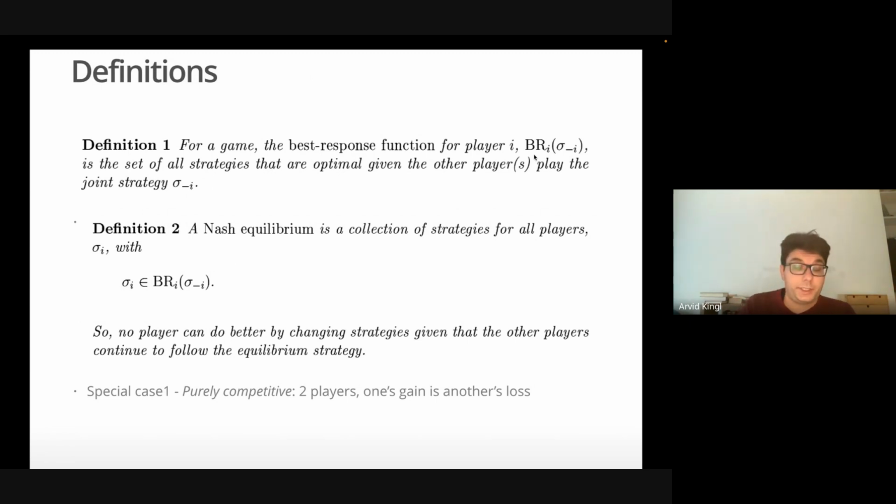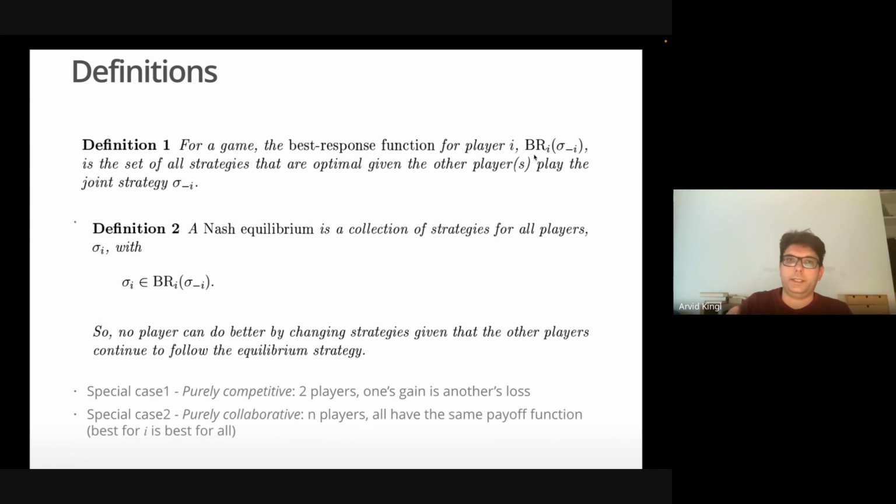There are some special cases which are quite important. One is the purely competitive play. We already talked about it when you have two players and one's earnings are another one's loss. In that particular case, there is always a natural equilibrium. Another case is quite interesting, the purely collaborative case where every player has the same payoff function, and that typically means that the players somehow have to coordinate their efforts.